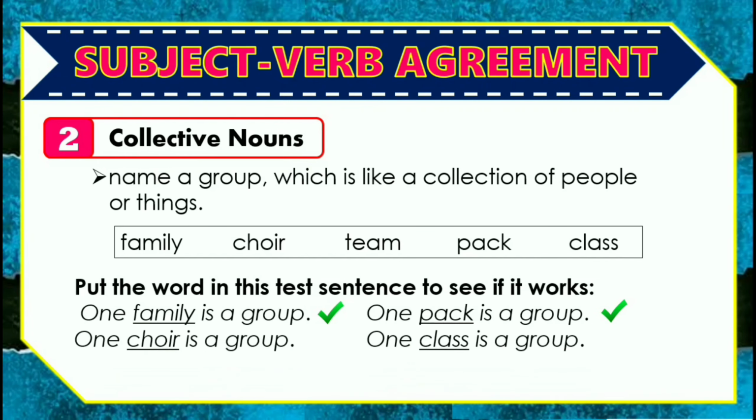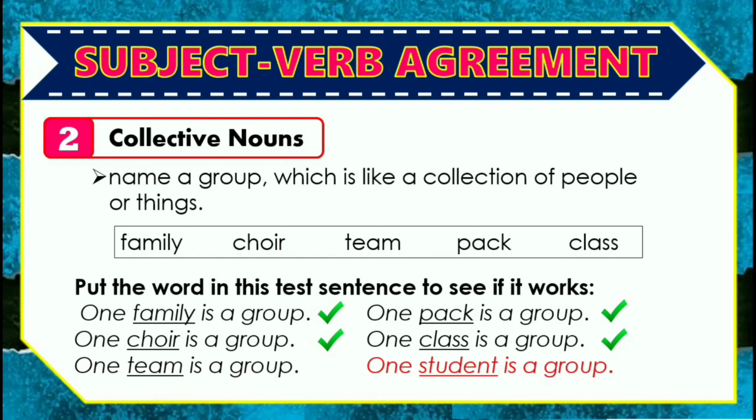One choir is a group. Is it really a group? Of course it is, because a choir is composed of many singers. So this is a collective noun. What about one class is a group? Is a class a group? Yes, it comprises several students, so it's a collective noun.